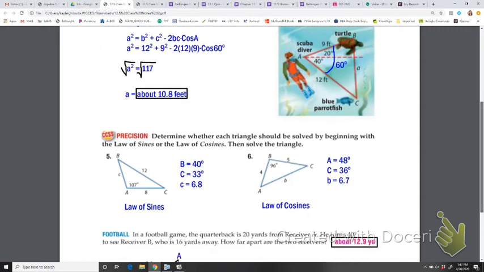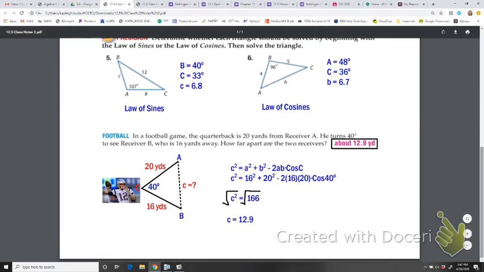And the last problem here, in a football game, the quarterback is 20 yards from receiver A. He turns 40 degrees and sees receiver B, who's 16 yards away. How far apart are the two receivers? So this picture wasn't given at first, so I sketched one out. There's good old Tom Brady there, trying to decide whether he's going to throw it to player A or B. B's a little closer to him, but their angle is 40 degrees to see one or the other. So I want to know how far apart are the receivers.